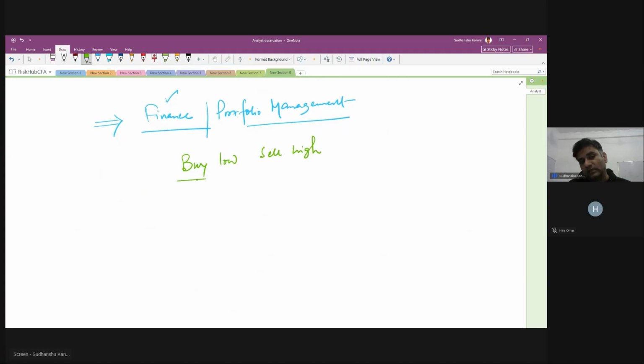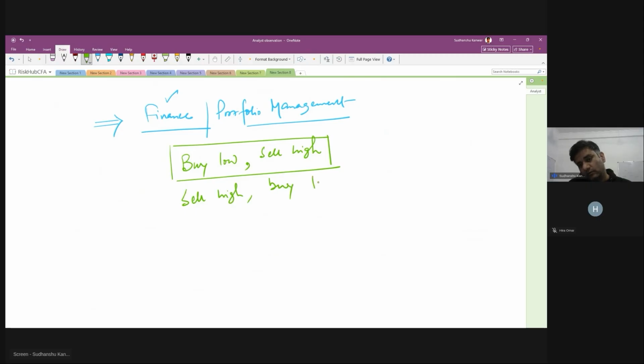Right? This is the crux of learning everything. You are learning CFA, or everything in finance, to do this only: how do I identify an undervalued security, buy it, then the price goes up, then I sell it and make a profit. Or you can reverse it, right? Sell high, buy low.